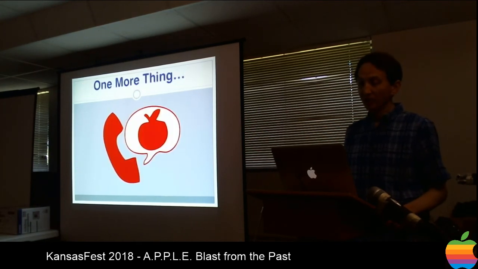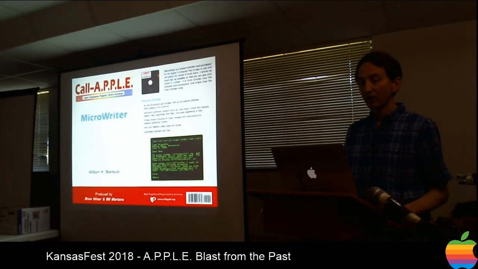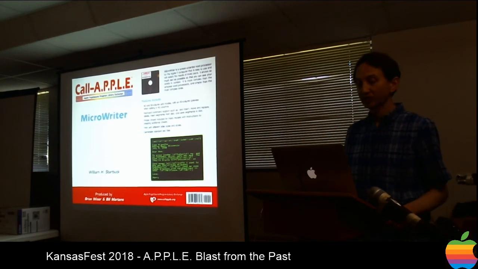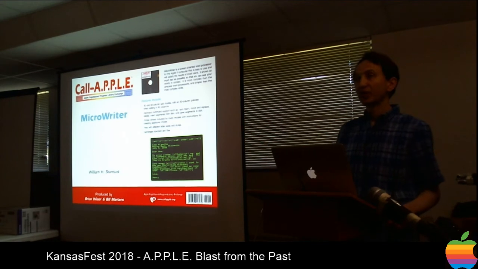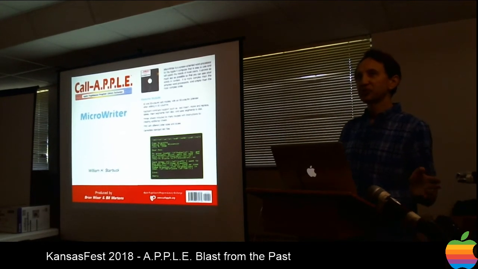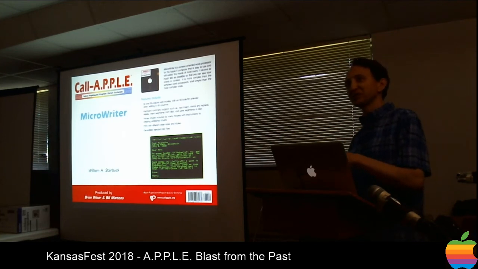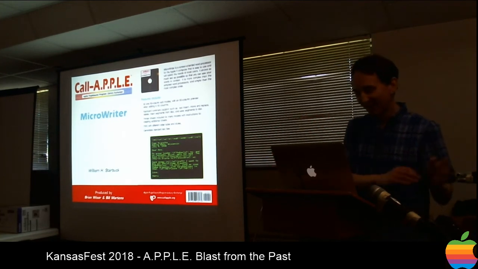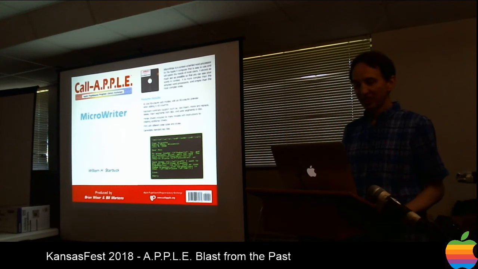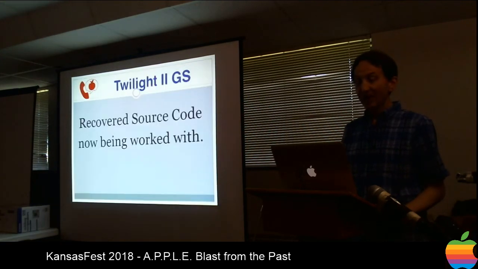And our one more thing: we love apps, and we're actively releasing more and more apps from our library. We are releasing MicroWriter, which is a fun word processor for the Apple II. It generates standard text files. It's simpler than the most advanced, more than the most simple. It's got a lot of commands and things. And last year we announced we'd recovered the Twilight 2 source code, and that is now being worked with.